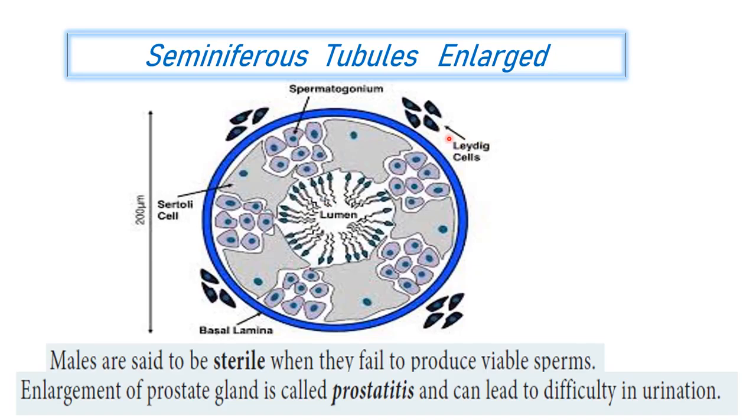The seminiferous tubules are surrounded by Leydig cells. These Leydig cells are endocrine in nature and secrete the testosterone hormone, which helps initiate the process of spermatogenesis in males.